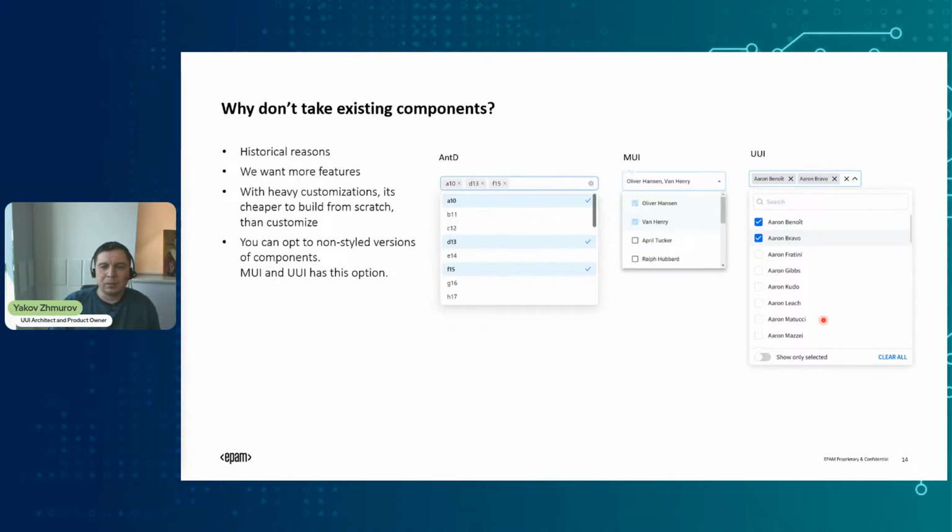Adding things like show selected only, like search, might be even more difficult. So if you plan to customize components like this, it might be cheaper to build them from scratch, or at least start with some non-styled component set. Over-customizing existing library components can be a nightmare. In our case, building our components was expensive, but on our scale, it paid for itself.